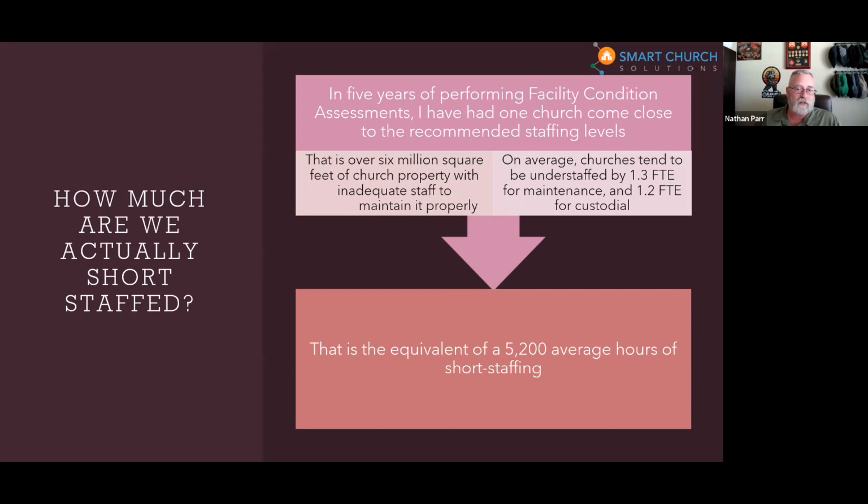So again, we're looking at it, just in my experience, over 6 million square feet that had inadequate staffing, right? And that's the equivalent of about 5,200 average hours of short staffing annually, right? When we look at all these churches.